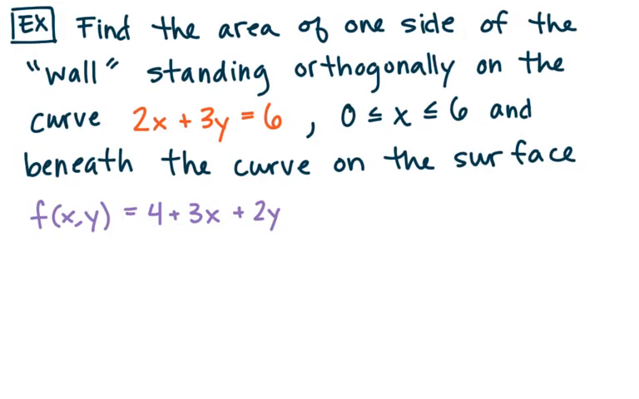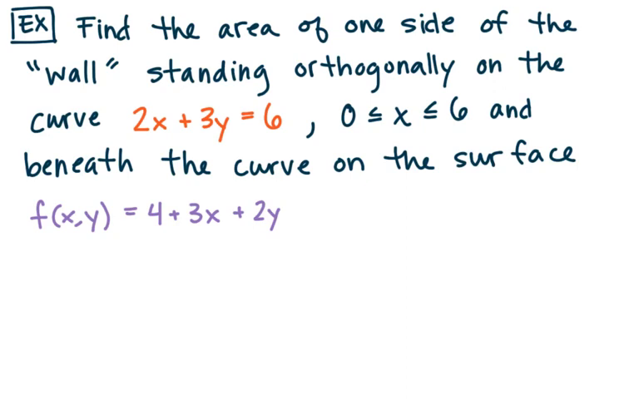All right, let's look at an example. In this example, we're going to find the area of one side of this wall, which is standing up orthogonally, or just perpendicular, on this curve. So my curve is 2x plus 3y equals 6, which is just a line. And the line exists between x equals 0 and x equals 6. So beneath, we're drawing a wall from this line up to the surface, and we're finding the area of that wall we create. And my surface is defined as this plane, 4 plus 3x plus 2y. So what are our steps?